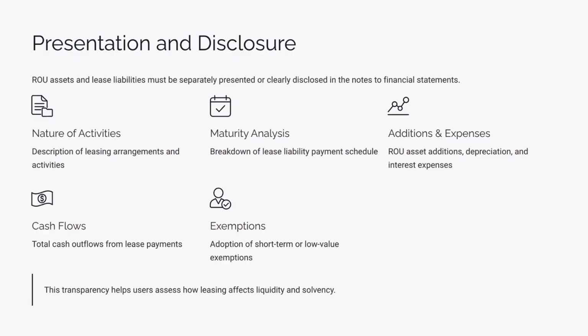On the financial statements, ROU assets and lease liabilities must be separately presented or clearly disclosed in the notes. Disclosures include the nature of leasing activities, maturity analysis of lease liabilities, additions to ROU assets, depreciation and interest expenses, cash outflows from leases, and any adoption of short-term or low-value exemptions. This transparency helps users assess how leasing affects liquidity and solvency.